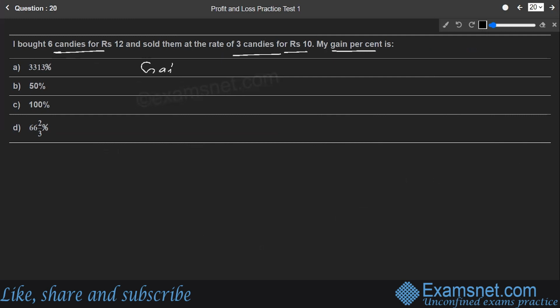First of all, the gain percent formula. What is the gain percent formula? It is nothing but gain divided by cost price into 100%. That is the gain percent formula. Okay, how many candles have been bought?